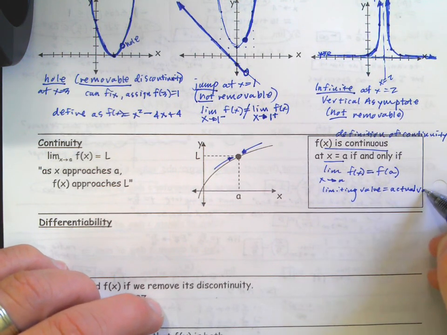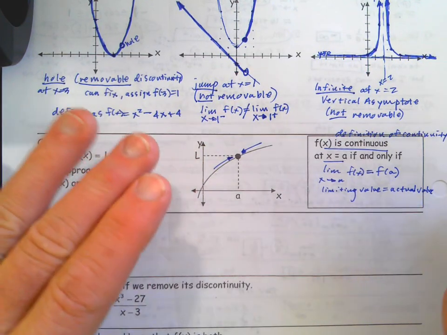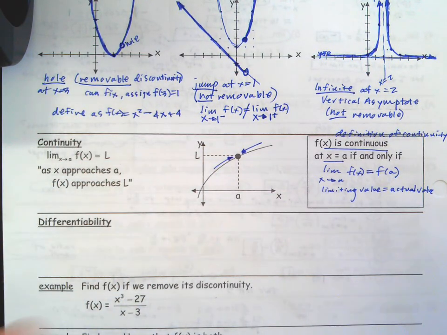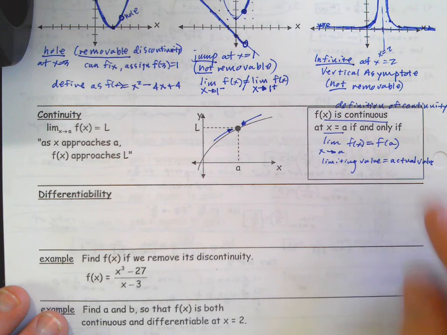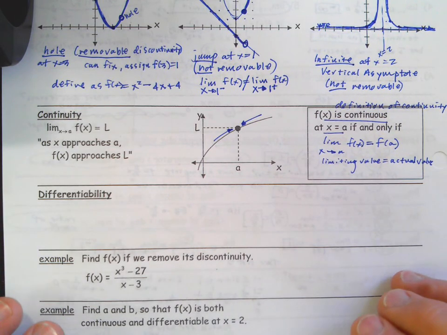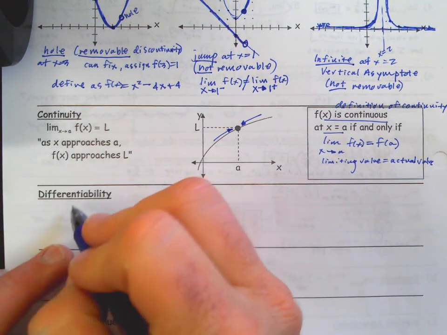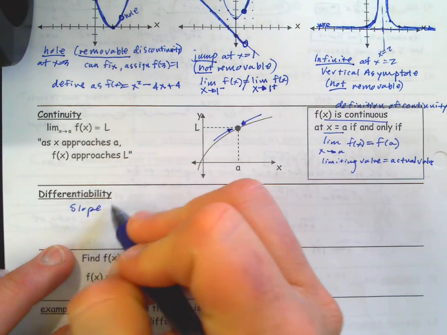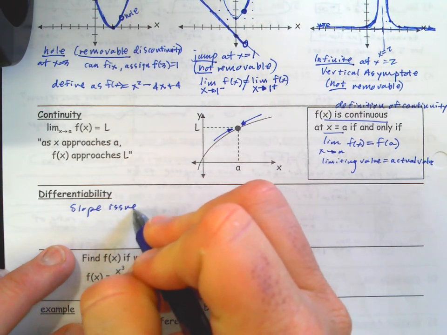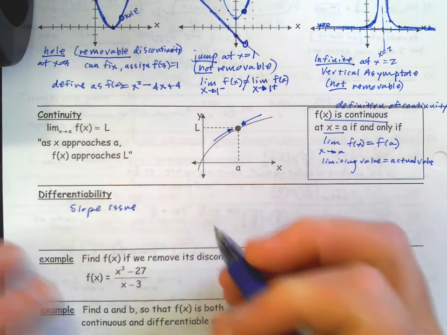Because if there's a hole there, the limit would still exist, but it wouldn't agree with the value of the function there. So if they agree, then the graph must be continuous. Differentiability is a slope issue. Okay. Differentiability means the derivative exists.